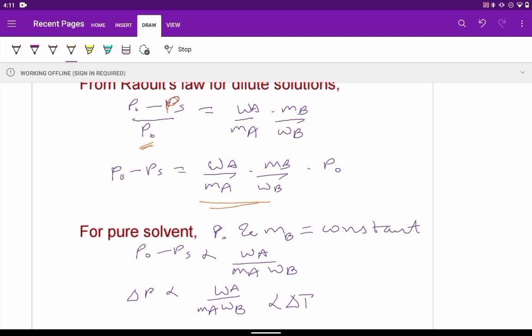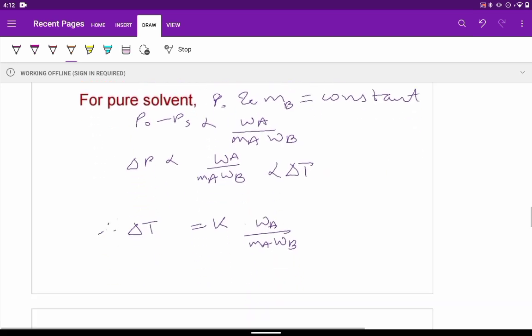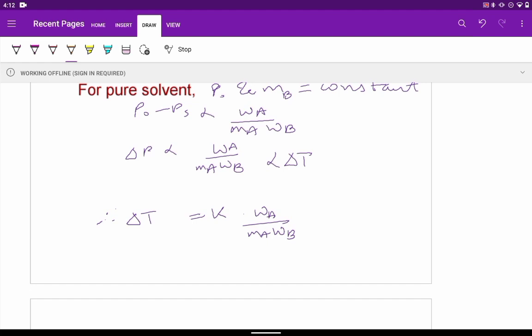Now for a pure solvent, P0 and Mb are constant. So this P0 we can take as a constant, Mb is also a constant. So P0 minus Ps becomes directly proportional to the rest part, Wa by Ma into Wb. What is P0 minus Ps? That is delta P. That is directly proportional to Wa by Ma into Wb. From the above equation, we already know that delta P is directly proportional to delta T. So delta T also becomes proportional to this.